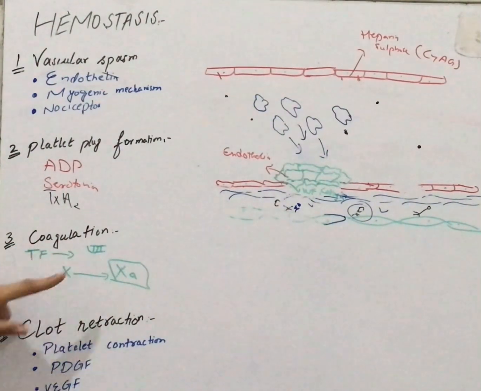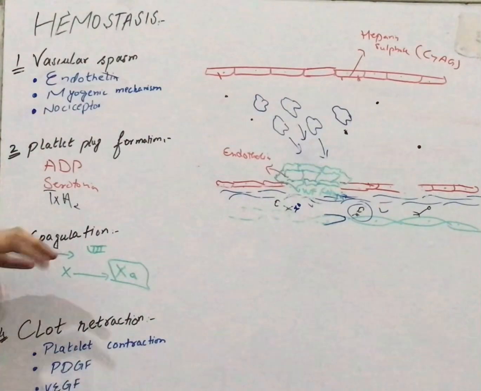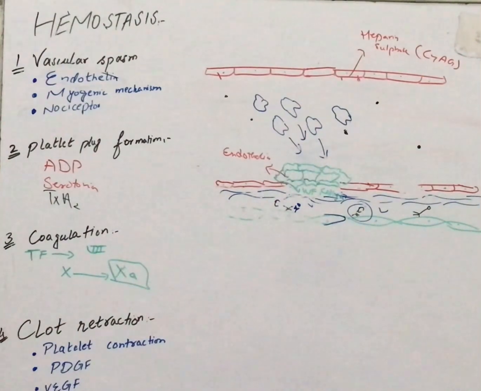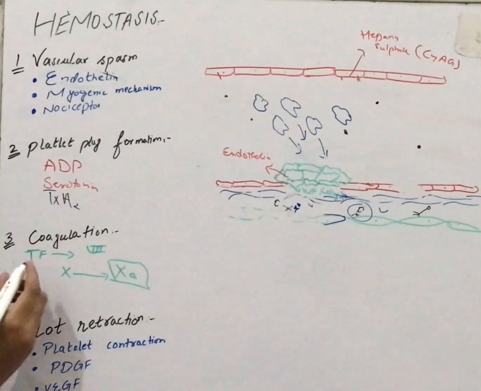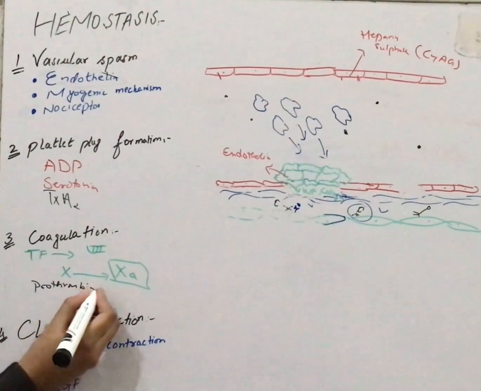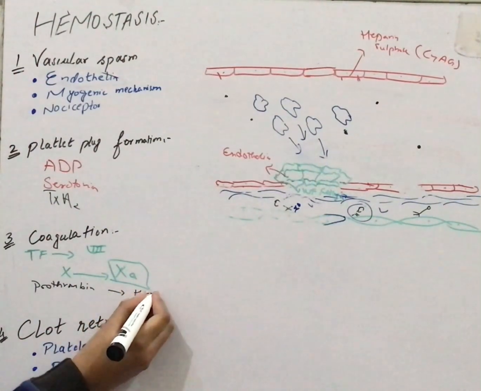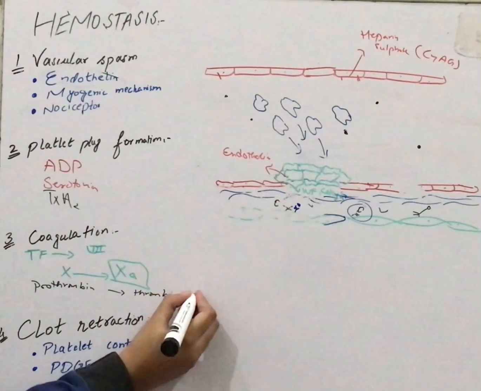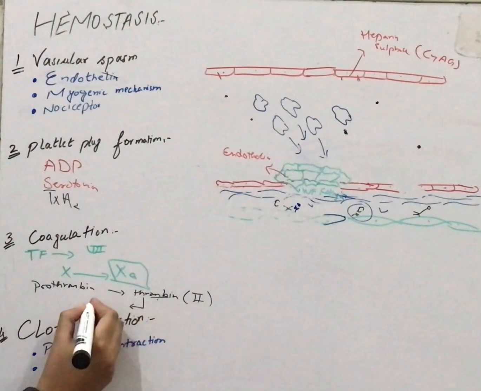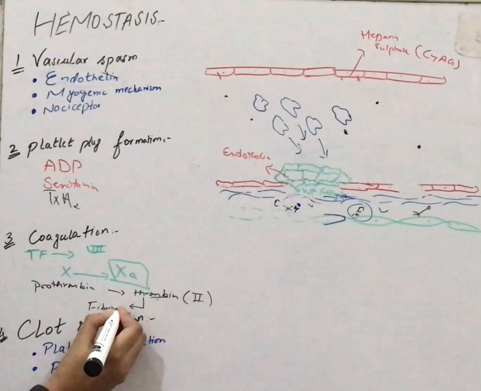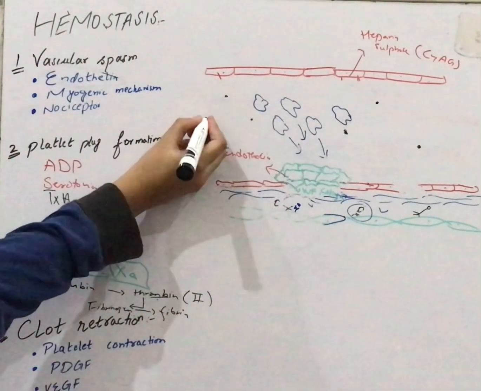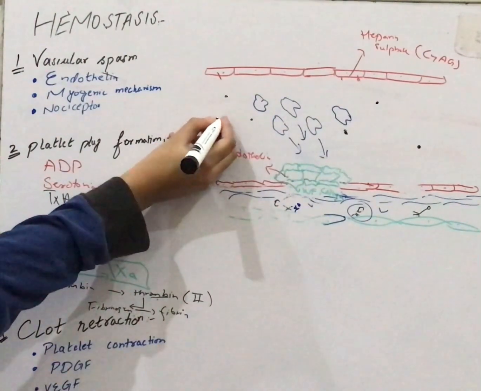So tissue factor will activate factor 7, which through some steps, through activation of other clotting factors, will activate factor 10 into 10A, and now this 10A will convert prothrombin to thrombin. Thrombin is clotting factor 2. And now this activated thrombin will convert fibrinogen into fibrin, as I have explained. This is the fibrinogen and this is fibrin.